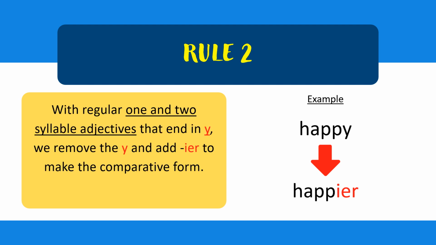Rule number 2, with regular one- and two-syllable adjectives that end in Y, we remove the Y and add IER to make the comparative form. For example, here, happy. We change it to happier.